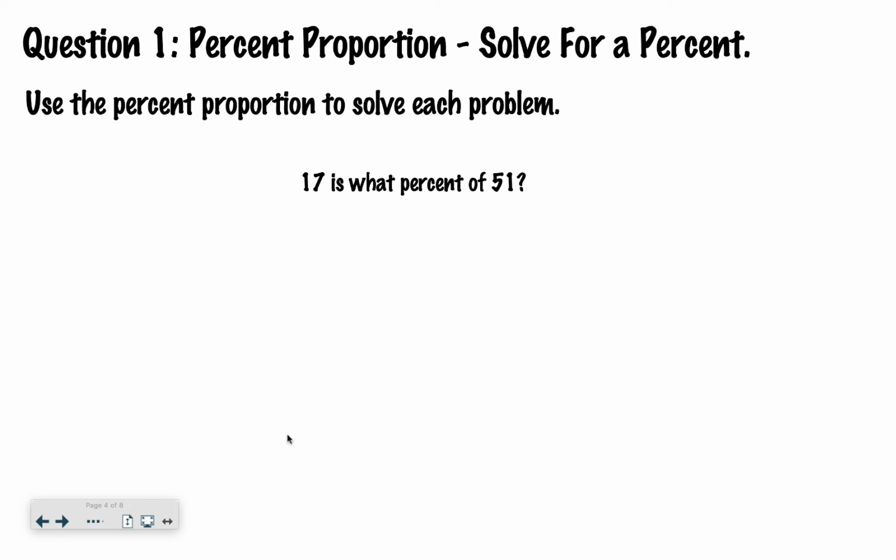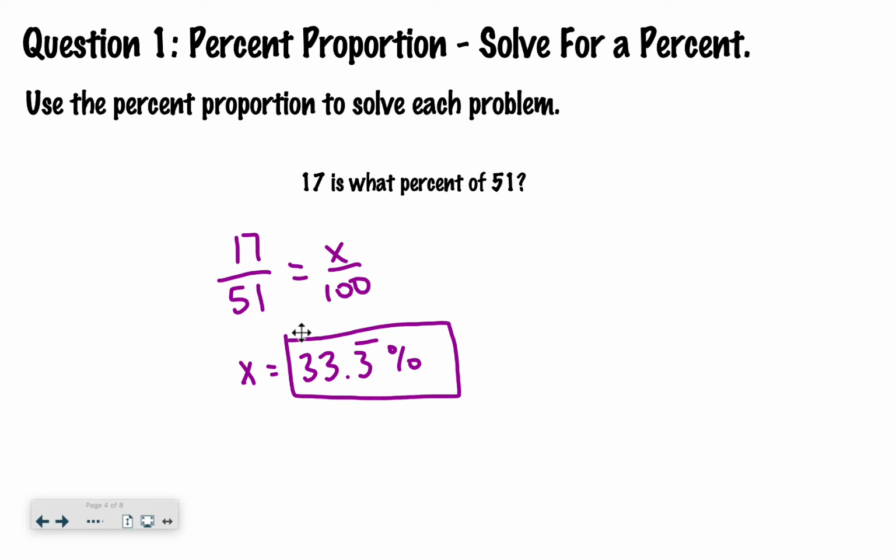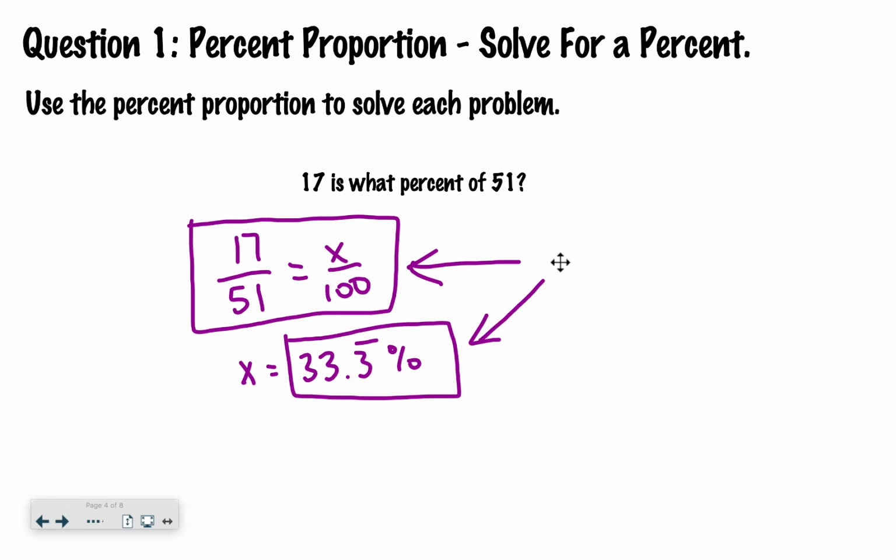Okay. Now I want you to try this one on your own. Good luck. All right, hopefully you got 33.3 repeating percent. Something I forgot to mention is that on today's worksheet, you have to show me this. You have to show me the setup and you have to show me the final answer. In order to get full credit on the test, you have to show both of these steps, okay?